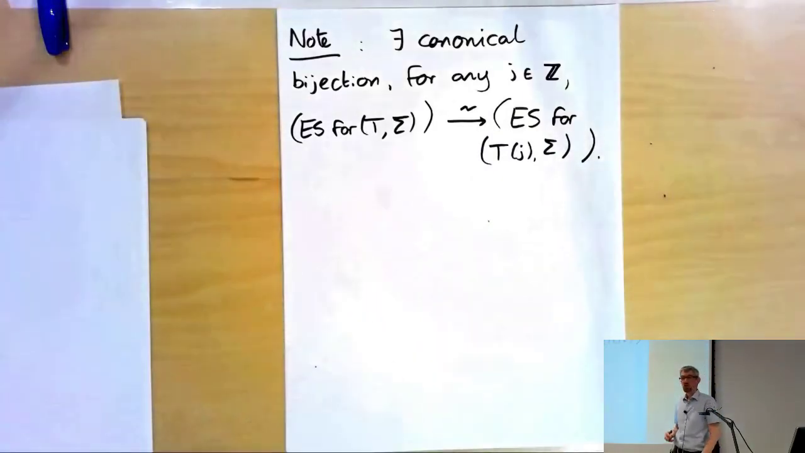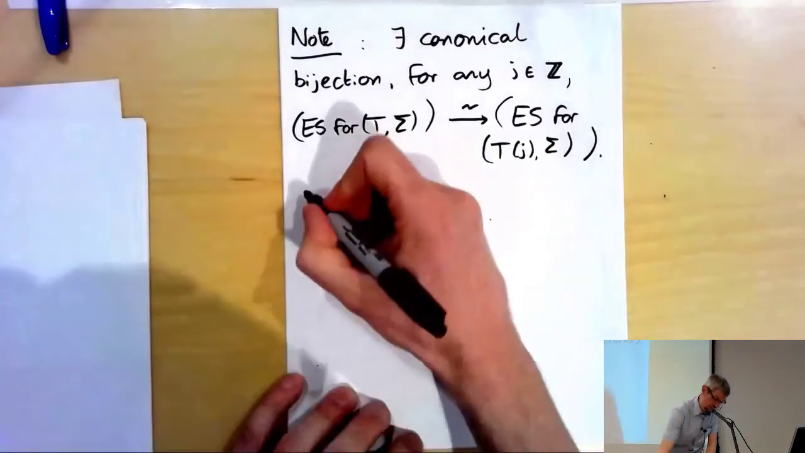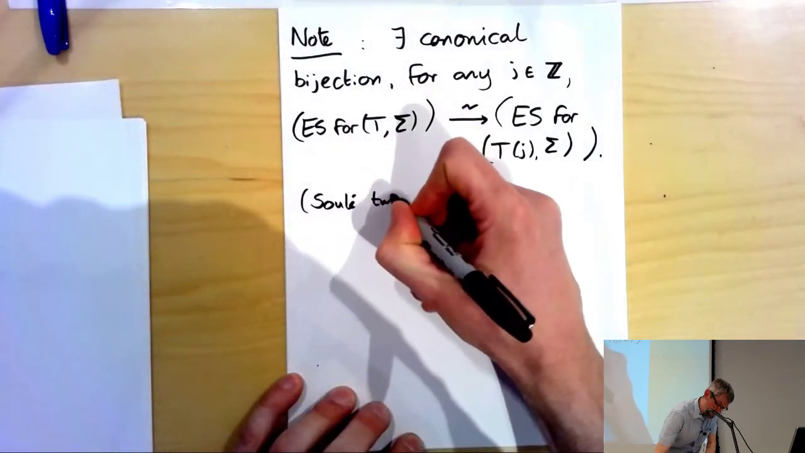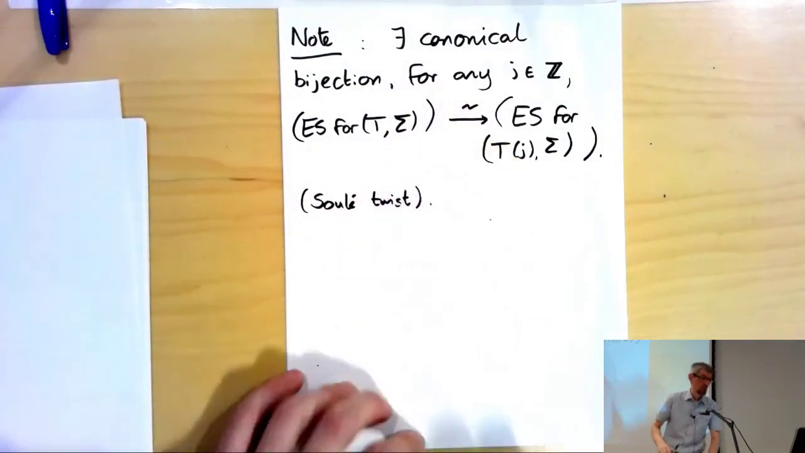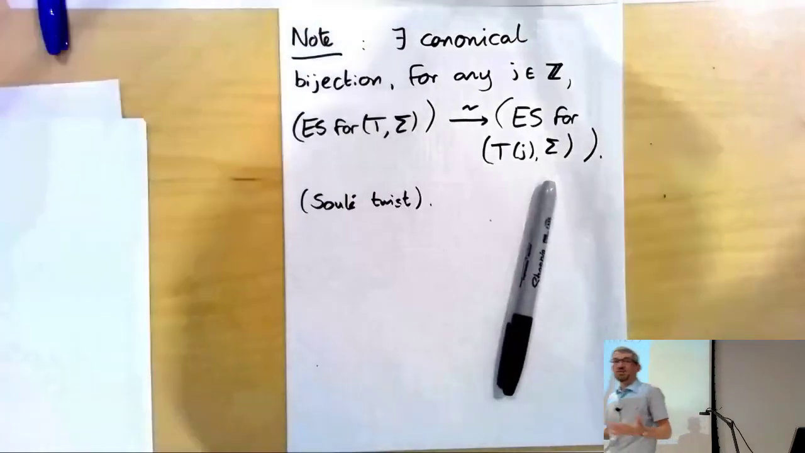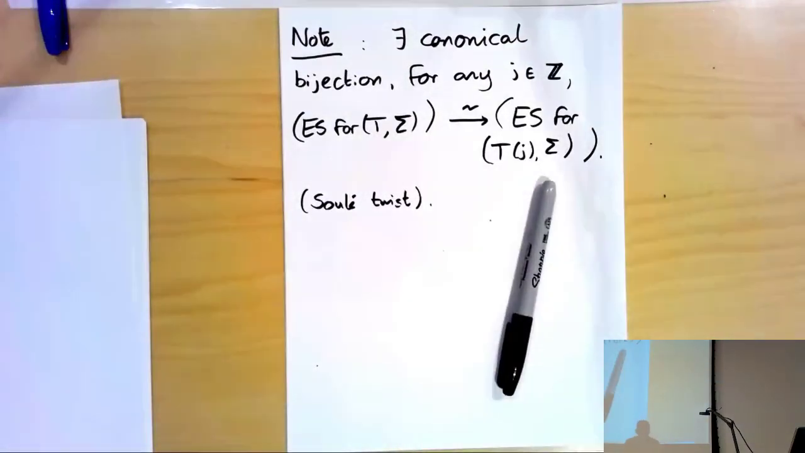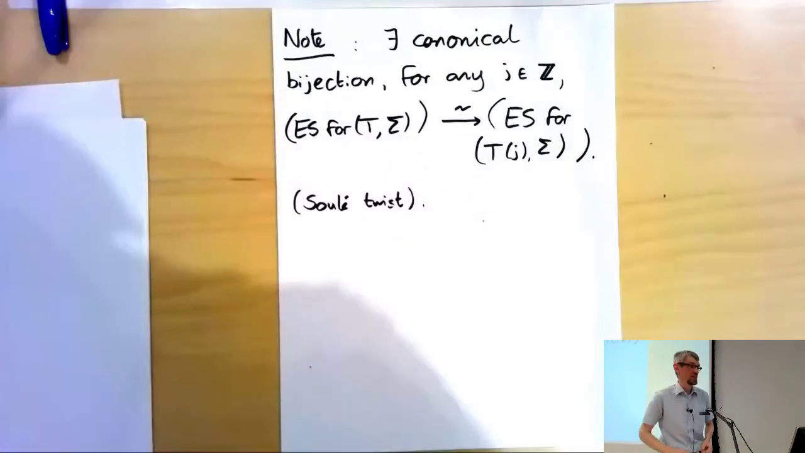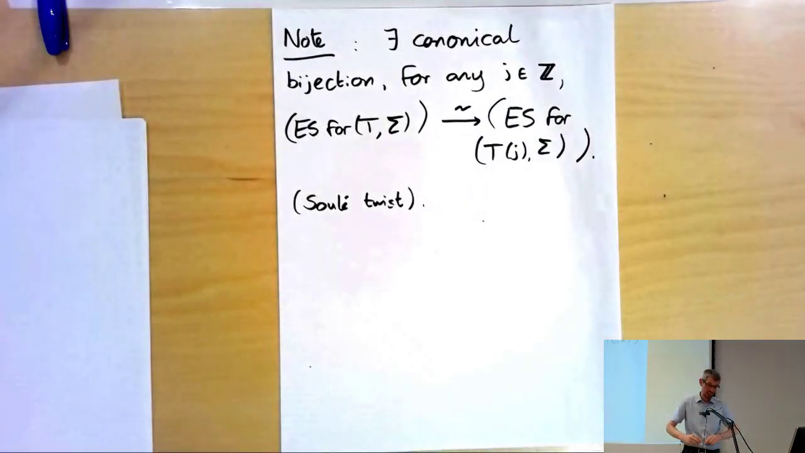So this is sometimes called the Soulé twist. And we're going to use this in building Euler systems to say that if we want to build an Euler system for T, or for V, maybe that's difficult, but it's easier to do it for V twist 7, and then we just work with V twist 7, and then we twist back again. So this will be useful in building Euler systems via geometric techniques later.